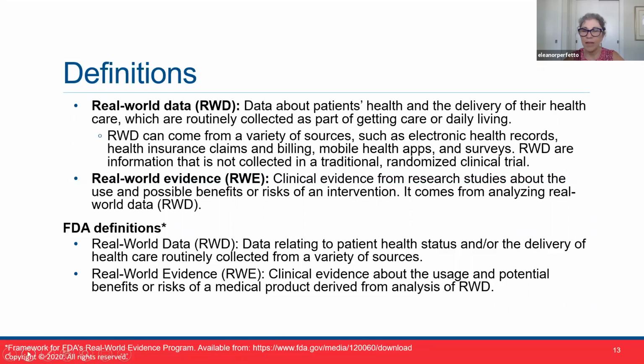In parallel, the FDA also has definitions that they use that are similar. So real-world data for the FDA is data relating to patient health status and/or the delivery of health care routinely collected from a variety of sources. And real-world evidence is clinical evidence about the usage and potential benefits or risks of medical products derived from the analysis of RWD. As you can tell from these definitions, they're in alignment with one another. RWD are the actual data elements that are collected when someone's getting care or as part of their daily living, as opposed to real-world evidence, which is the product of the analysis of that data. Next slide, please.